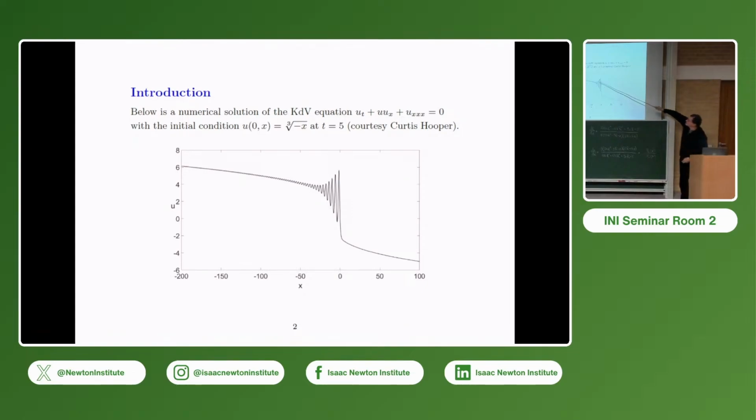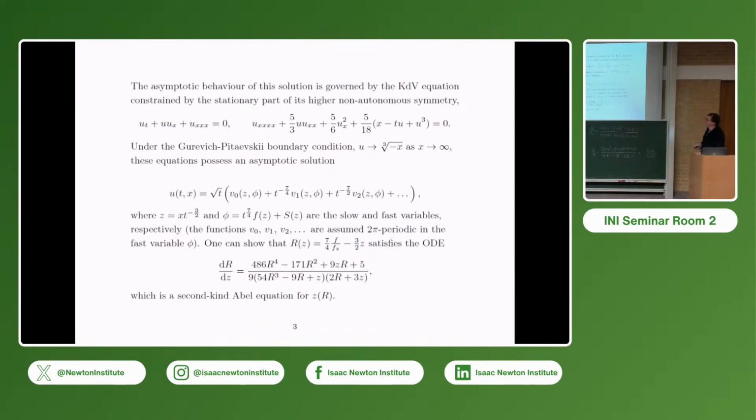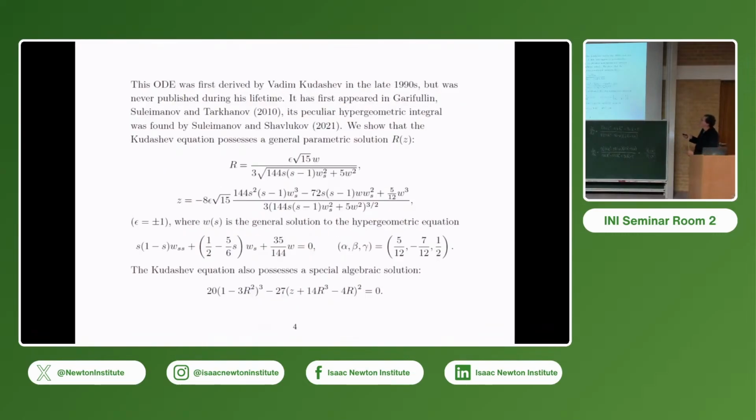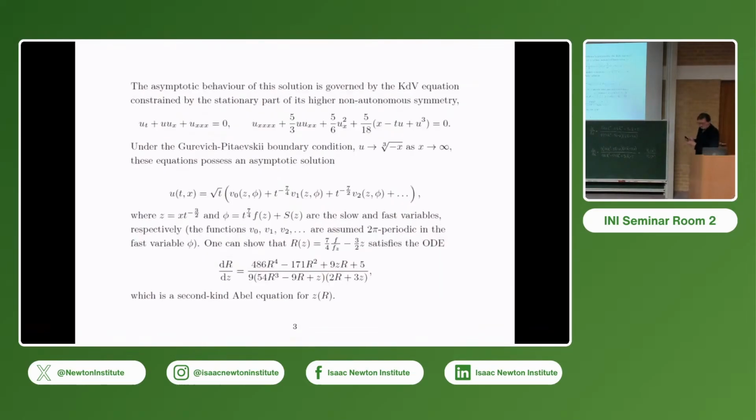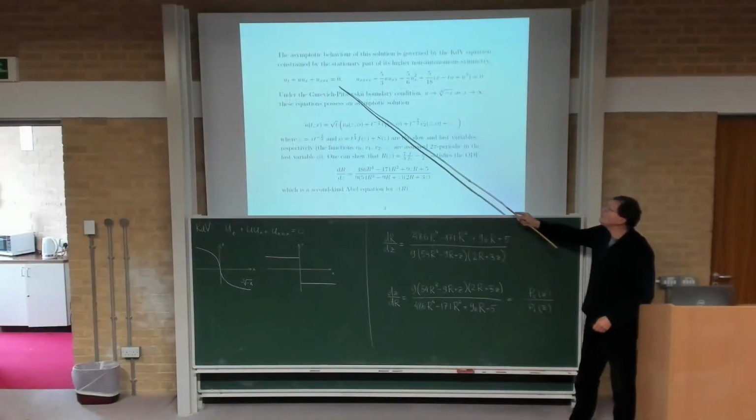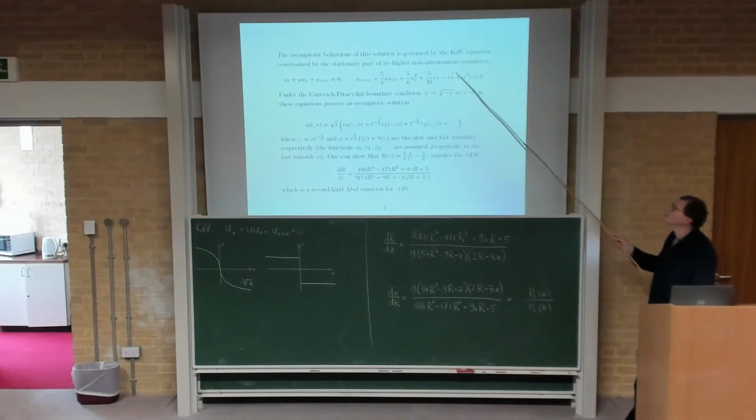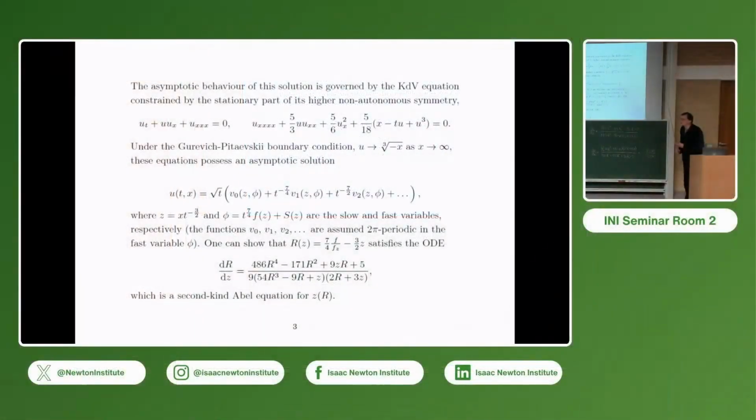And this approach describes this zone of developed oscillations when the zone is sufficiently broad. So as I said, this approach is due to Suleimanov. So the first observation is that asymptotically this solution is described by KdV, to which you attach its non-isospectral symmetry, a symmetry which depends on x and t. This is the stationary non-isospectral symmetry of KdV.